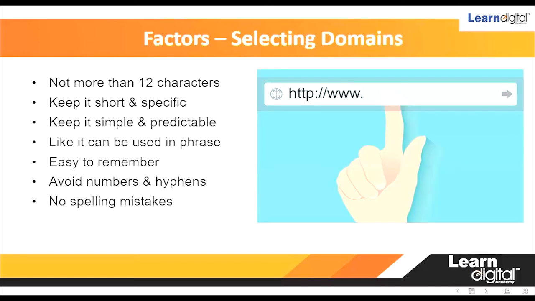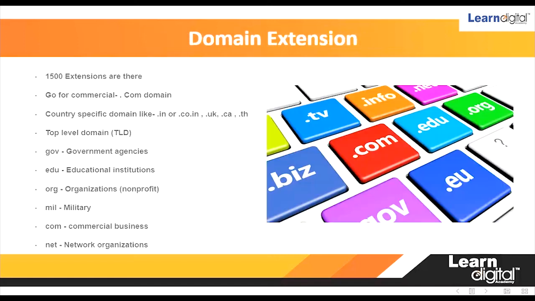These are the factors you have to keep in mind before selecting your domain. The ideal character limit is 12. You can go more than that, but it is easier for everyone to remember your website name if you select around 12 to 14 characters, right? Then you should avoid numbers and hyphens, and you shouldn't make any spelling mistake while selecting your domain name, right? There will be multiple domains: .com, .org, .edu, .gov. These are called extensions, but these are the top level domains like gov, edu, org, mil, com, net.